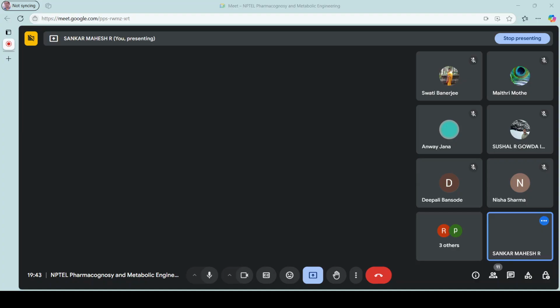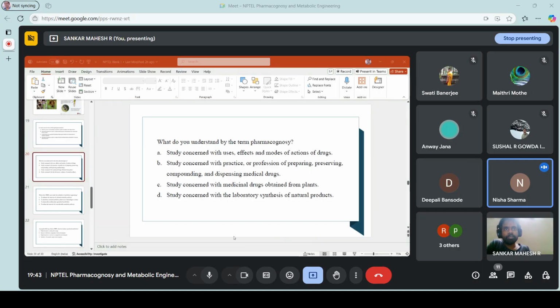Yeah, it's C. Study concerned with medicinal drugs obtained from plants. But do you think that is pharmacognosy? Can you break down the word pharmacognosy? Okay, what is pharma?